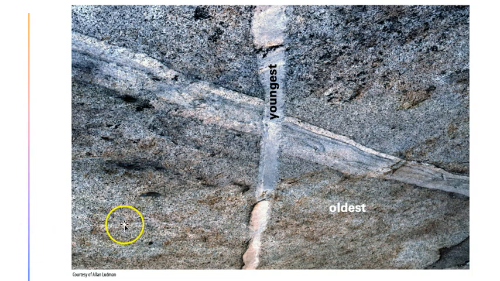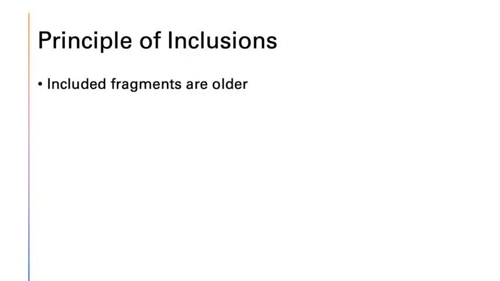A rock unit or structure that cuts through another rock body is always younger than that rock body that it's cutting. So the oldest unit is the main rock here, let's call that granite, which is being cut by two dikes here. This granite needed to have been present in order for these rock bodies to cut through it, so therefore they are younger. Principle of inclusions. Rock particles contained within another rock are always older than the surrounding rock body. The included fragments are older.